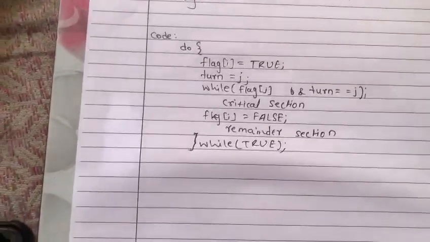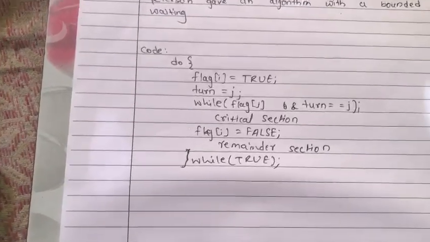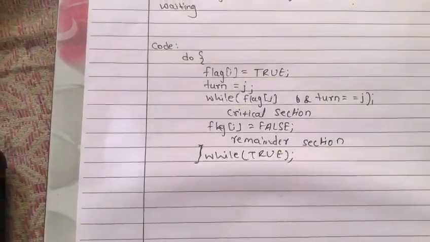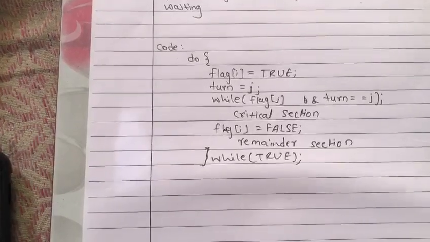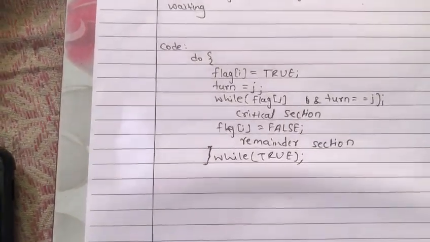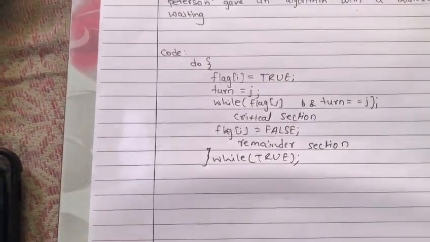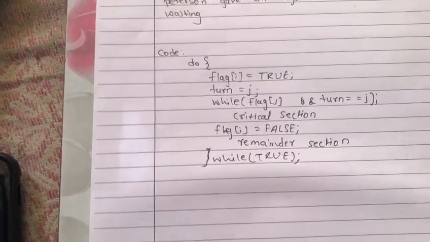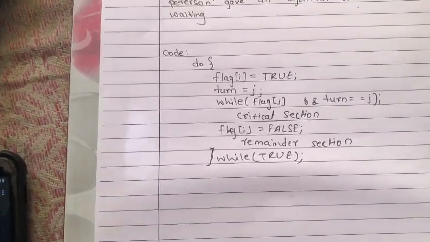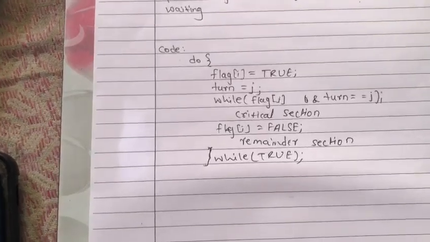This is the code. It ensures the mutual exclusion: only one process can enter the critical section at a time. Progress: if no one is in the critical section, someone can enter. Bounded waiting: no process waits forever.